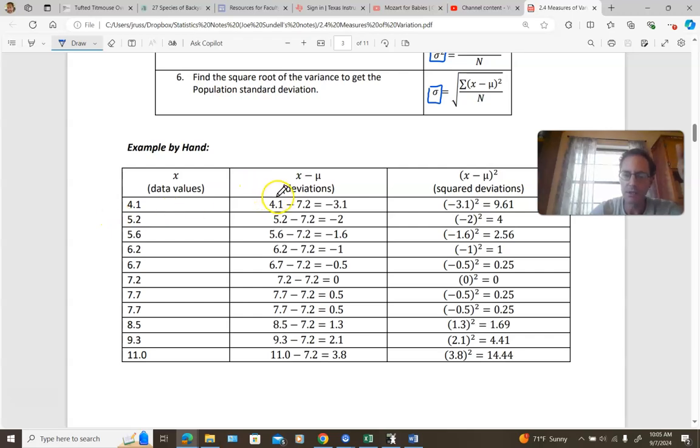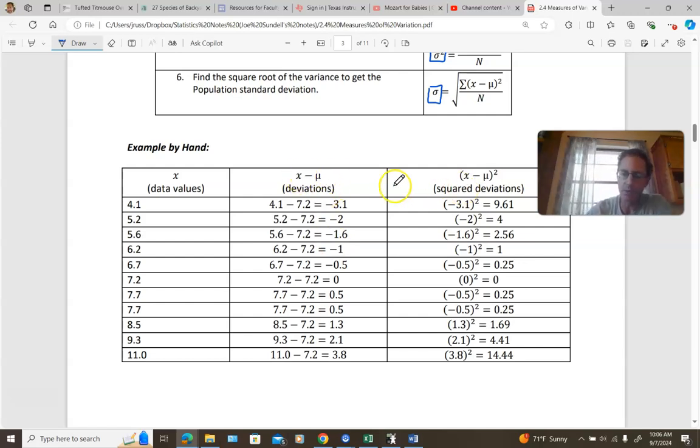To find the deviations, you take each data value and subtract the mean, okay? If you get a negative, that just means that data value is below the mean. And if you get a positive, like on these up here, that means this data value is above the mean. Now, if you were to add up all these deviations, you would get 0. That's what I was telling you earlier.